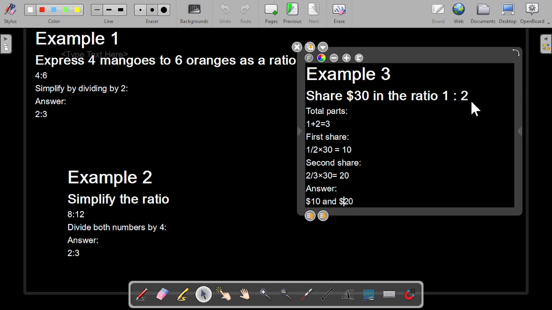We already have the given amount, $30. And the person said, I want you to share this money in the ratio of 1 to 2. What you are going to do is this. First, we have ratio 1 to 2. You find the sum of the ratio. The sum of the ratio is equal to 3.